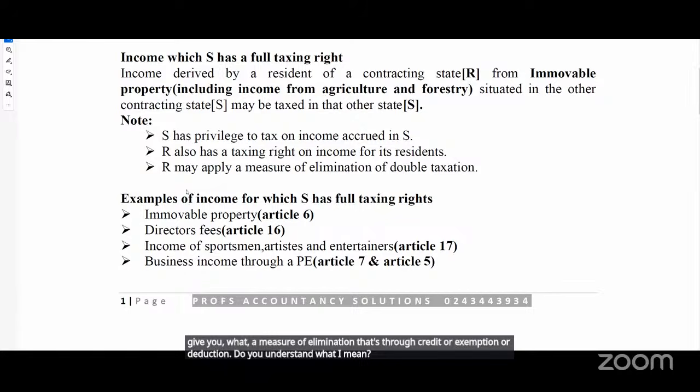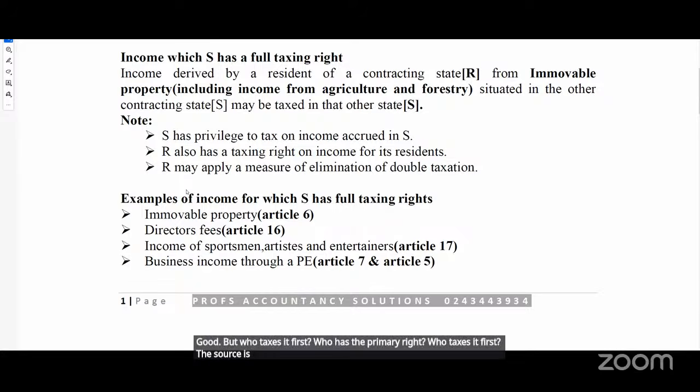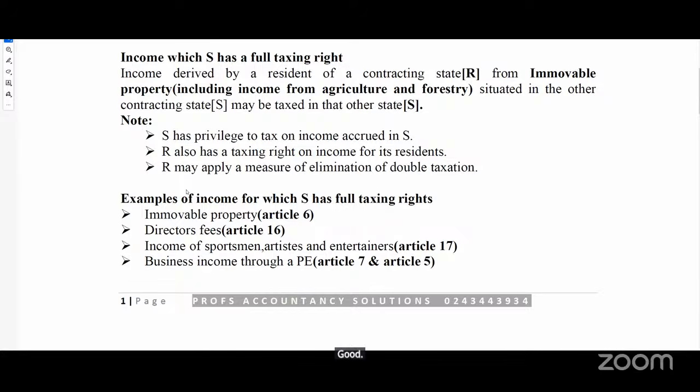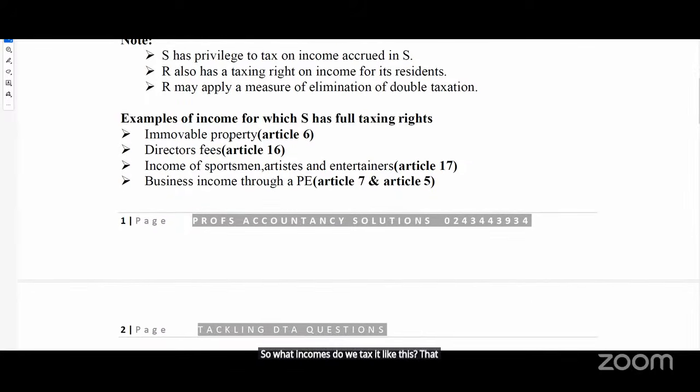Yes, Prof. Good. But who taxes it first? Who has the primary right? The source state. Good. So what incomes do we tax like this? That's what I wanted you to just have an idea of.